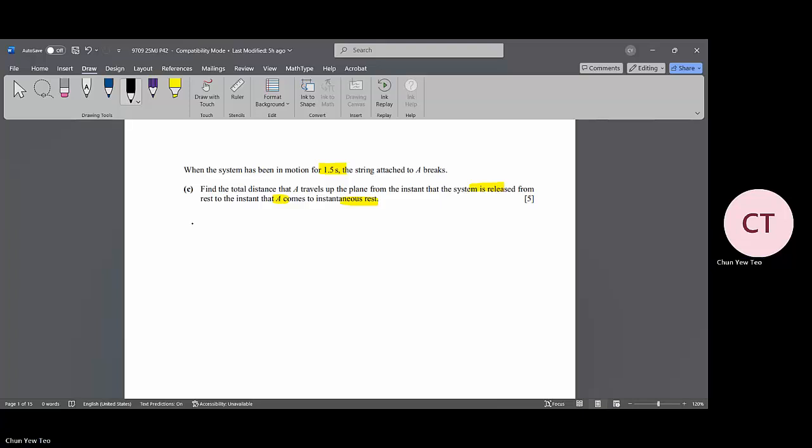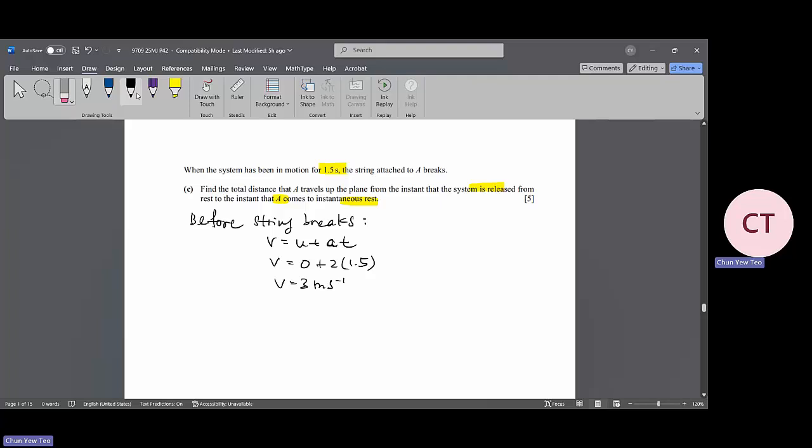So before the string breaks, you will have the velocity. Your u is 0, your acceleration is 2, and the time taken is 1.5 seconds. So you will have the velocity as 3 meters per second. So for stage 1, your distance travelled S1 is equal to half of u plus v, times t. Then you will get this as 9 over 4 meters.